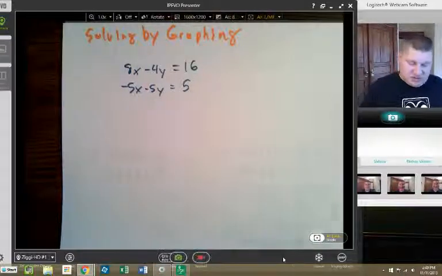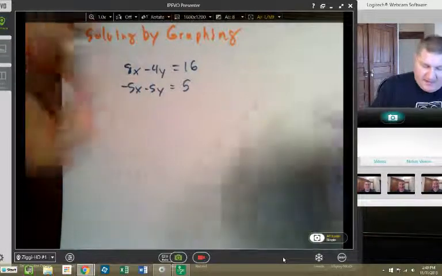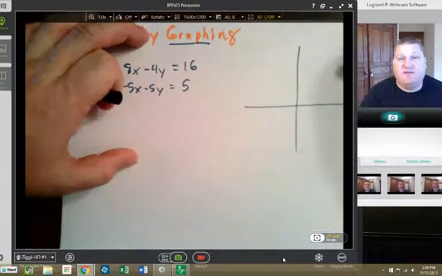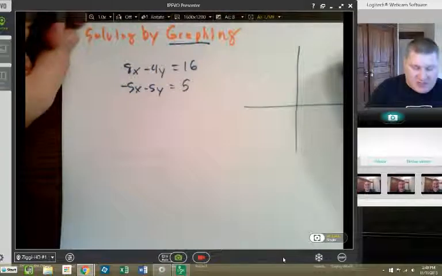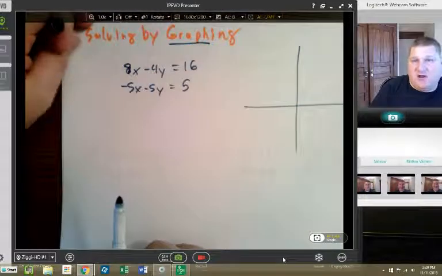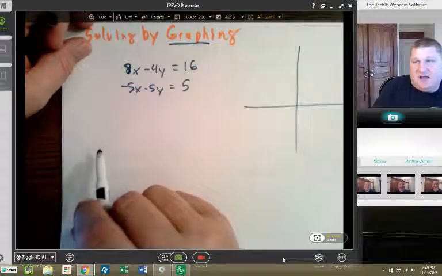Okay, ladies and gentlemen, we start by solving by graphing. Eventually what we're going to do is exactly what it says. We're going to graph these equations. But to graph these equations, we're not really quite ready because they are in standard form right now. And standard form does not help us graph them.